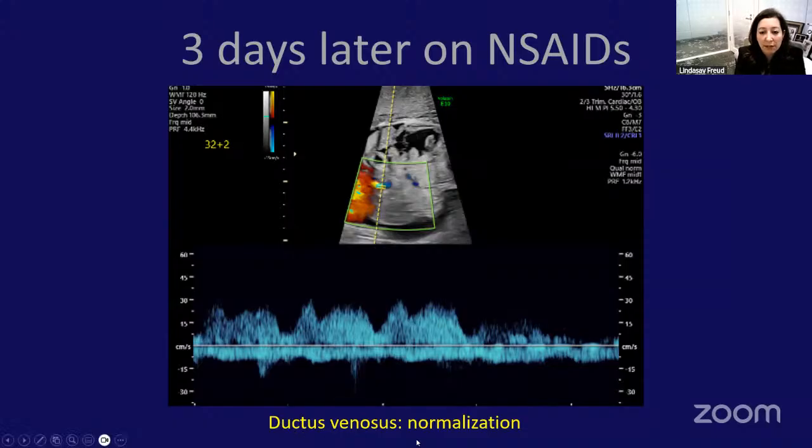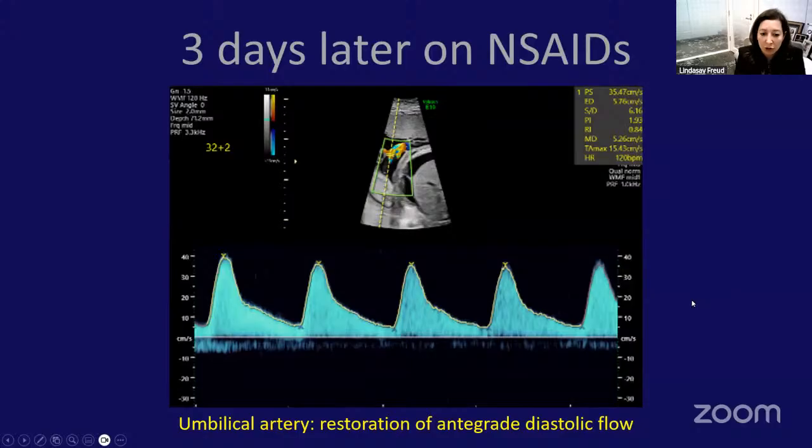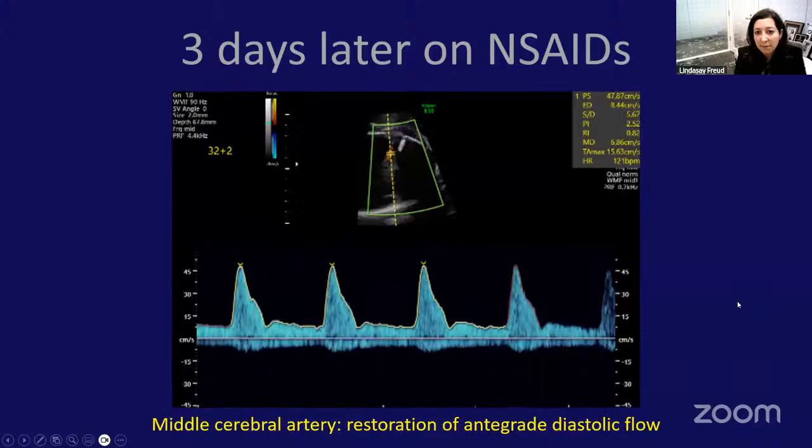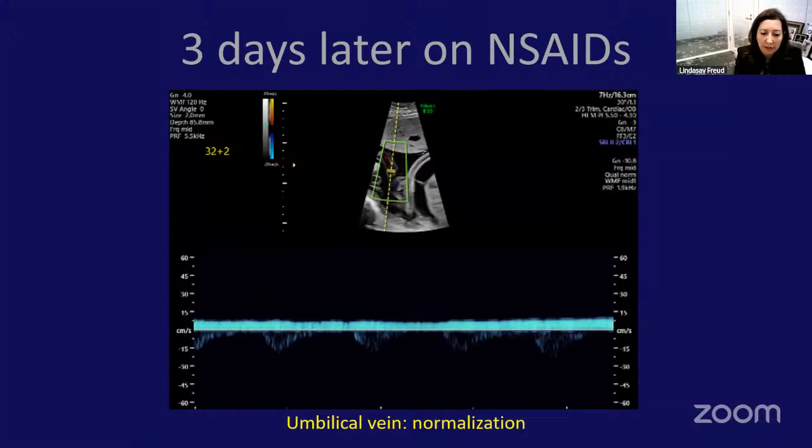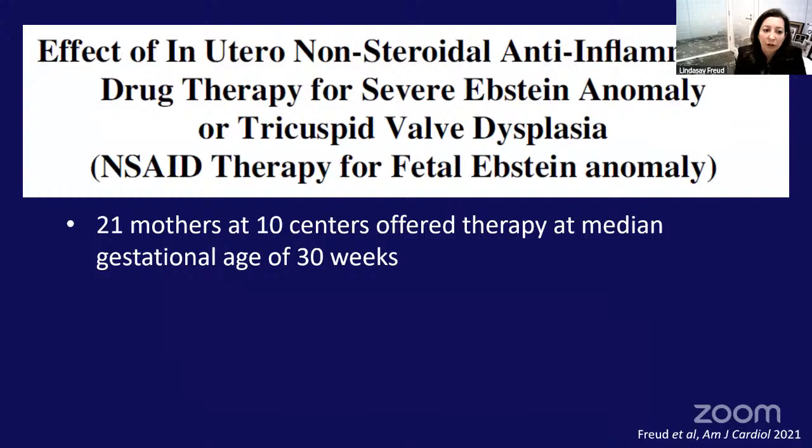So here you can see that your ductus venosus has actually normalized. The umbilical artery has restoration of antegrade diastolic flow, as does the middle cerebral artery. Really important when we're thinking about long-term neurodevelopment in these children. And then you have normalization of the umbilical venous flow as well. So quite a satisfying turn of events.